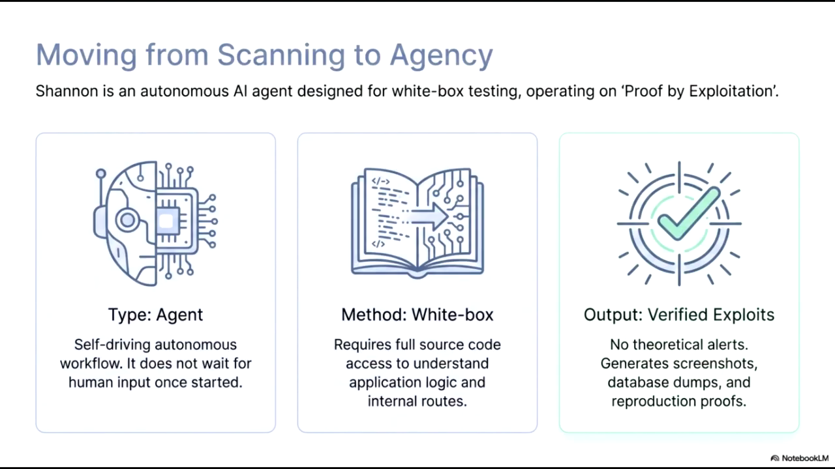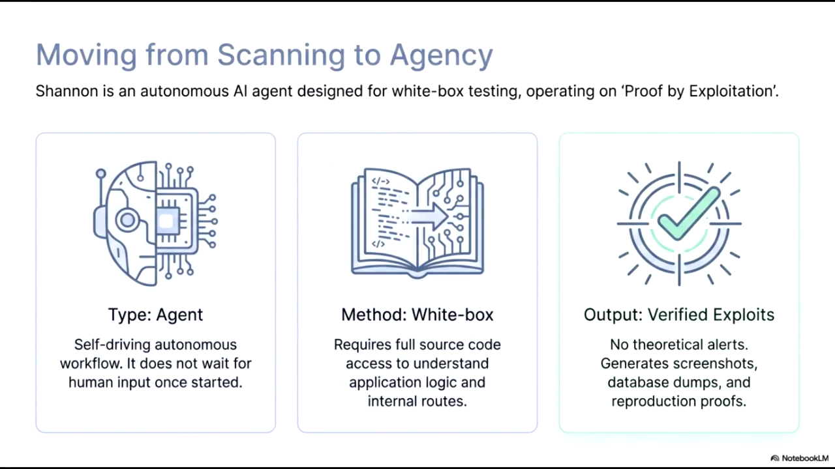Second, the methodology is strictly white box. Shannon requires full access to the source code to thoroughly understand application logic and internal routes. This level of access allows the agent to perform a much deeper analysis than traditional black box tools.